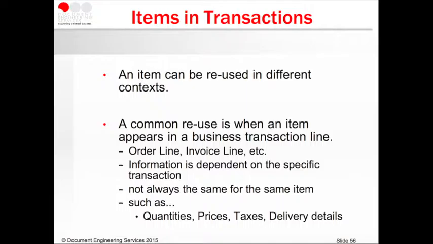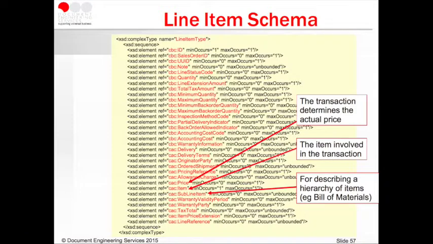These are not properties that are dependent on the item itself. You will order different quantities and they'll come at different prices and pay different taxes and be delivered to different places. So these are not what is called functionally dependent on the item. They are dependent upon the transaction the item participates in. And UBL addresses this by using a structure known as a line item. So a line item is really an item used in a specific transaction.